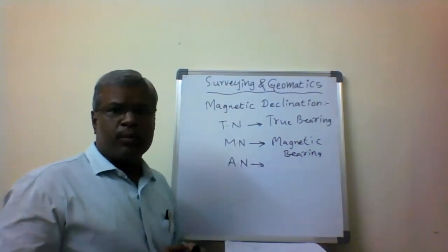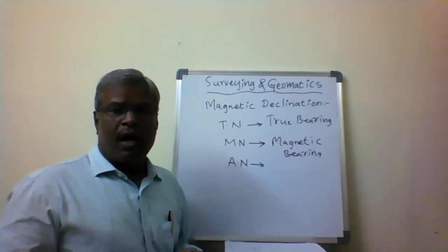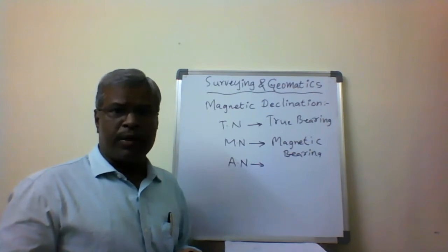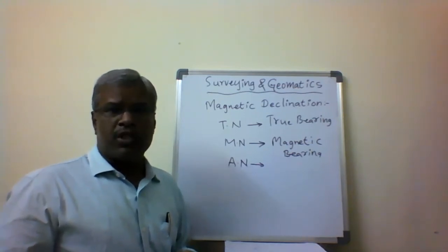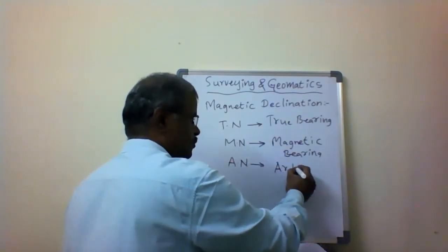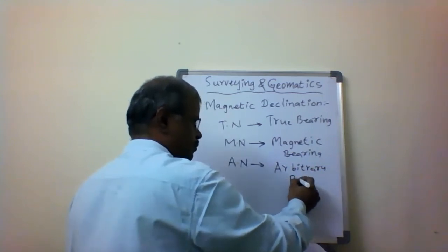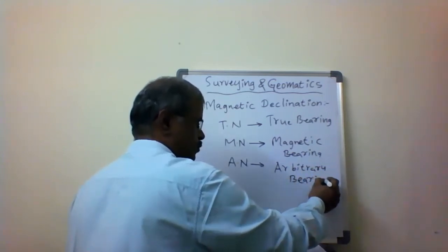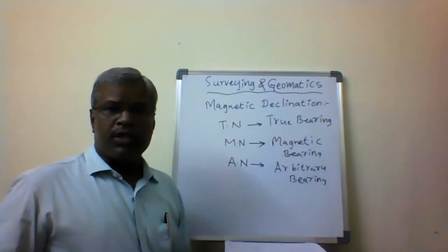Then there are three types. The third one is called arbitrary north or temporary direction. Any direction I take for temporary purposes, and from that assumed direction I measure the bearing, I call it an arbitrary bearing.